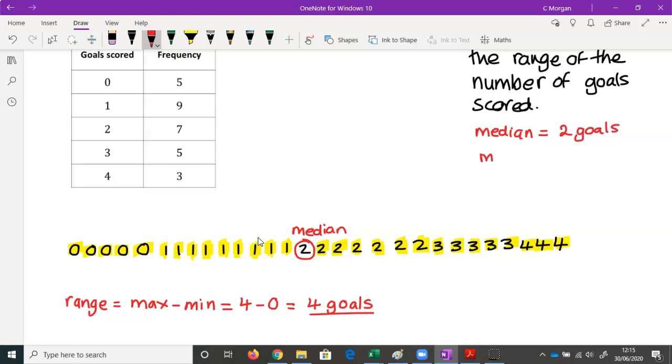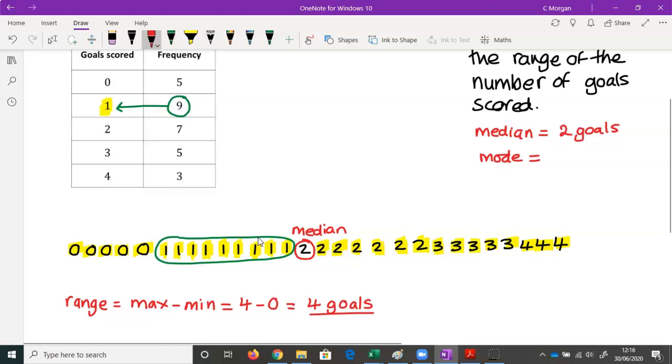The mode is always one of the easiest averages to find. And in my list, I think it's quite clear to see that the most common value is a 1, because I have 9 ones, which is the most frequently occurring number. If I look in my table, 9 is the highest frequency, so the mode is the number of goals scored that corresponds to that highest frequency. So I know the mode is 1 goal.